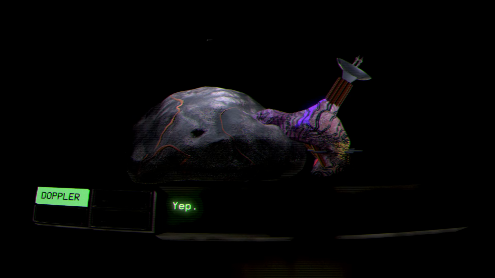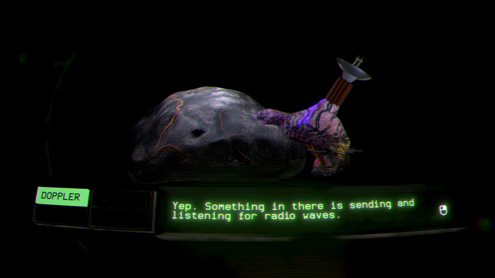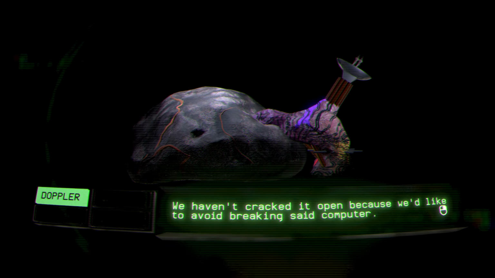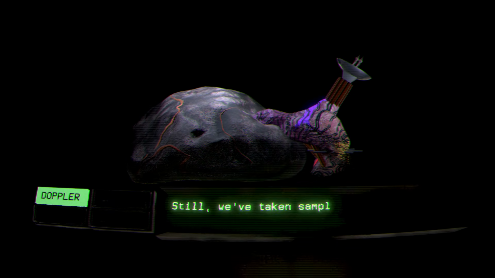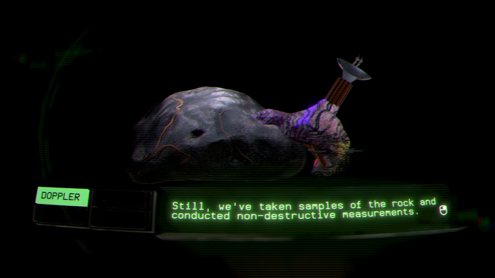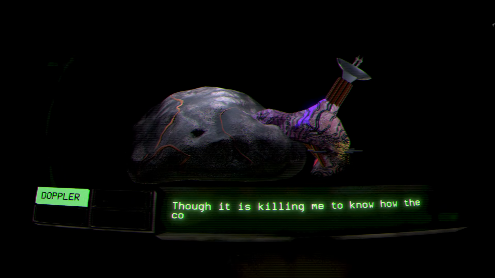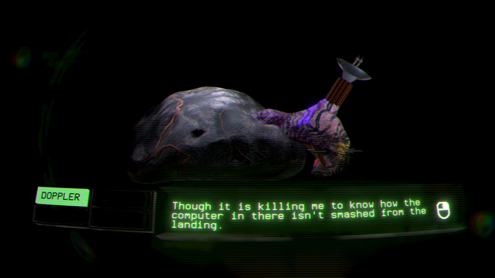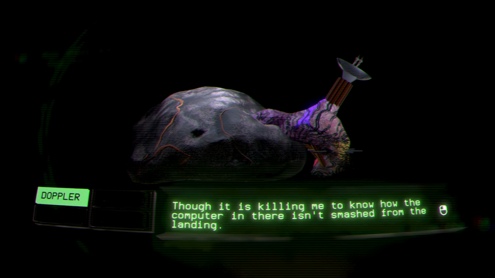There's a computer in there. Yep, something in there is sending and listening for our radio waves. We haven't cracked it open because we'd like to avoid breaking said computer. Still, we've taken samples of the rock and conducted non-destructive measurements, though it is killing me to know how the computer in there isn't smashed from the landing. It's interesting because it's exposed as well. What are those veins on there? There's like veins of, maybe it's ore or maybe it's part of their technology.